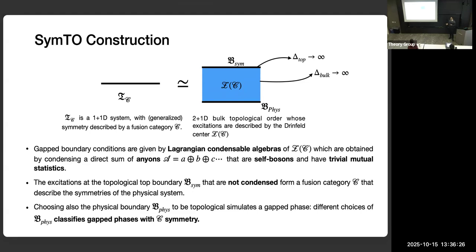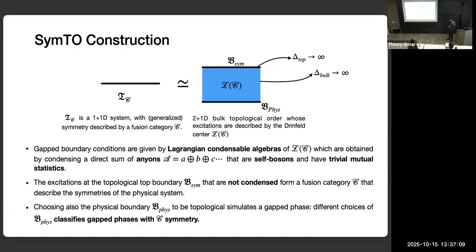Now, in 2 plus 1D, given some topological field theory, the gapped boundary conditions are described by what are called the Lagrangian condensable algebras, which are usually specified by some direct sum of anyons of the bulk theory, together with some multiplication rule. I'll only discuss some simple cases where just specifying what anyons are condensed would be enough to specify the Lagrangian condensable algebra. But these anyons should be condensable in the sense that they must be self-bosons, so they have trivial self-statistics, and they also have trivial mutual statistics, so you can simultaneously condense them.